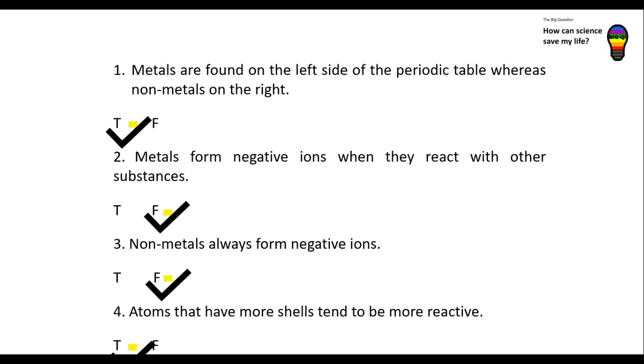Atoms that have more shells tend to be more reactive. And that's true, because the electrons are furthest away from the nucleus, and therefore it's easier for the atom to lose it. The nucleus, which has a positive charge, finds it more difficult to hold the electron.